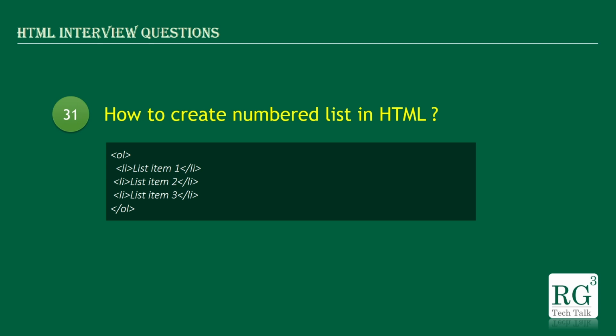Question number 31. How to create number list in HTML? Below is the syntax of creating a number list with the OL tag. Inside the OL tag you will have li, list item 1, list item 2, list item 3, like this. These list items will display as numbers 1, 2 and 3. Question number 32. How to create an unordered list in HTML? It's the same as an ordered list, but instead of numbers you will see dots.